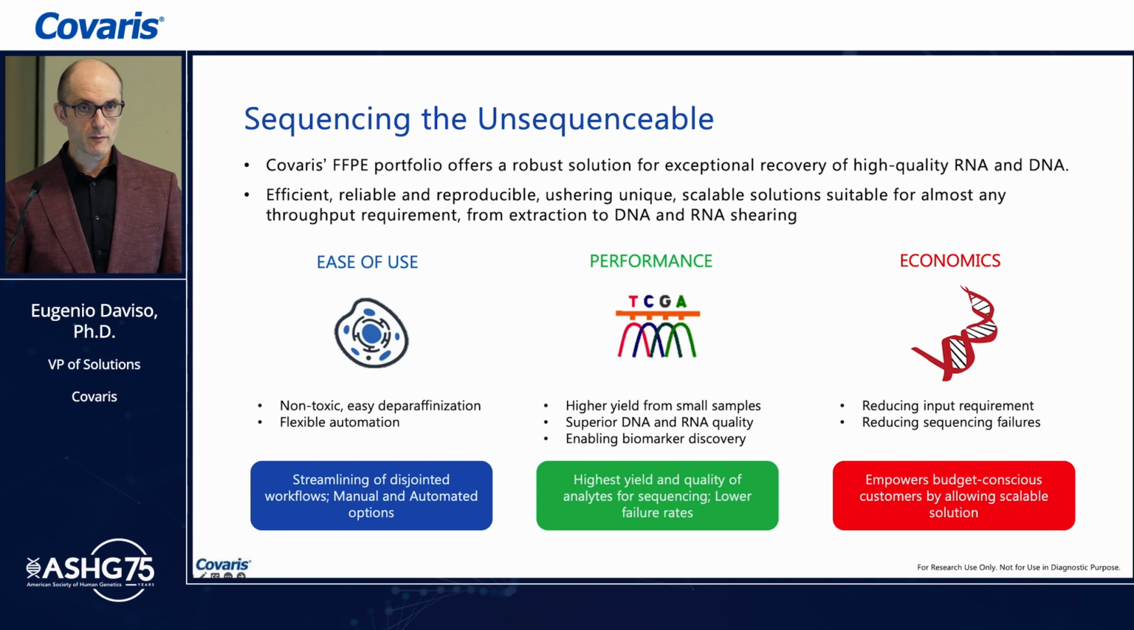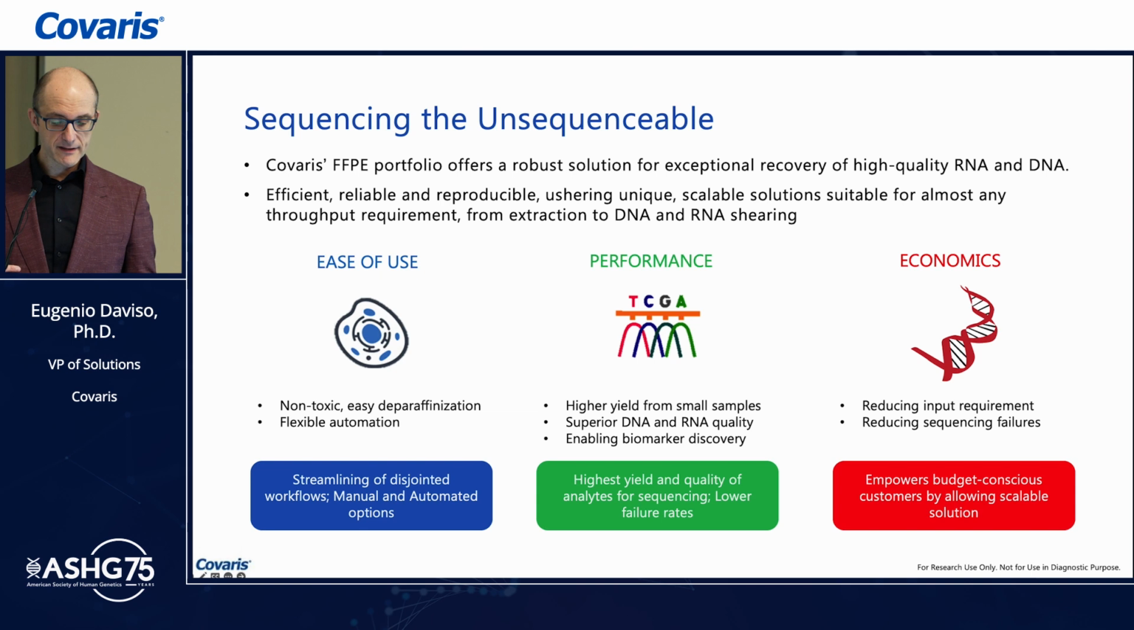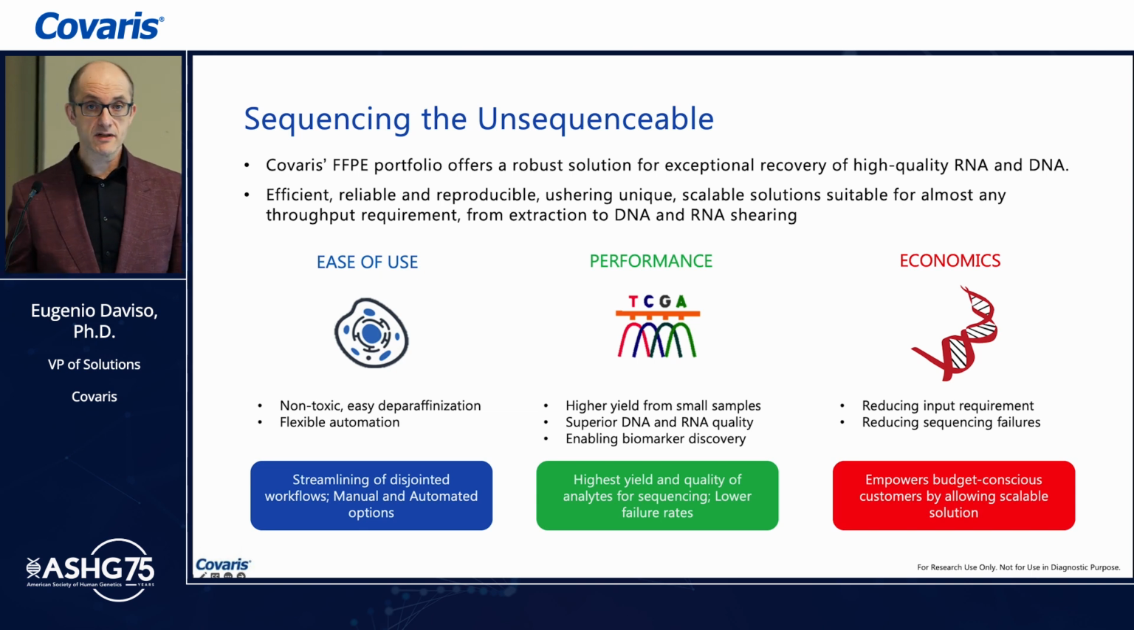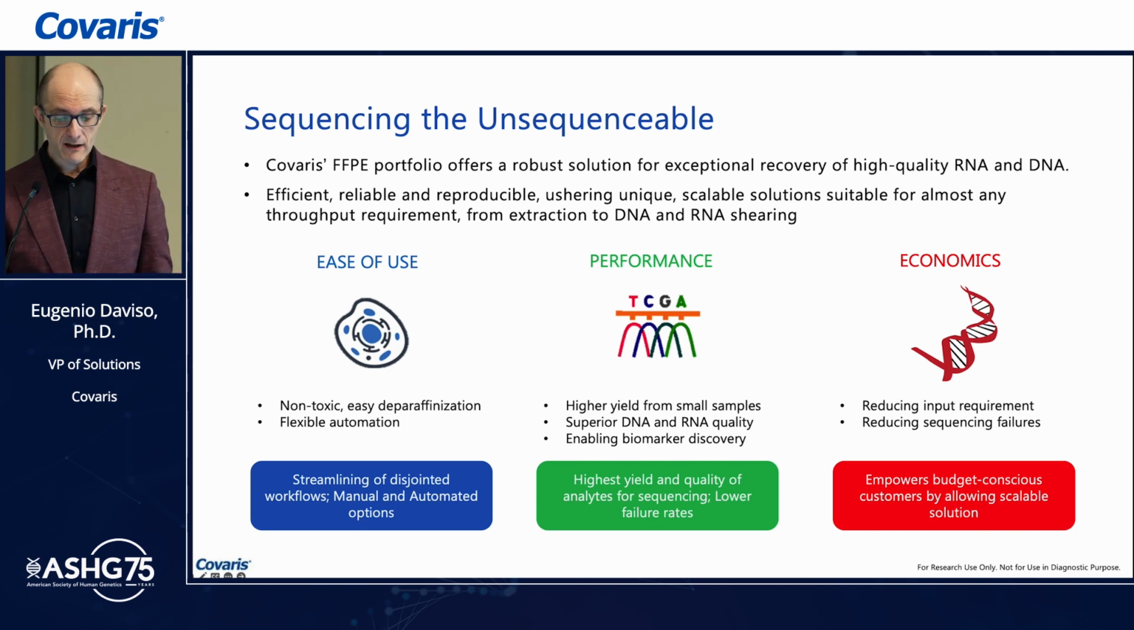And this also enables biomarker discovery, which is a field that is expanding. The economics are straightforward: reducing input requirement and reducing sequencing failure, where Illumina, in their comprehensive genomic profiling paper, set this at about 20% when it's from solid tissues.